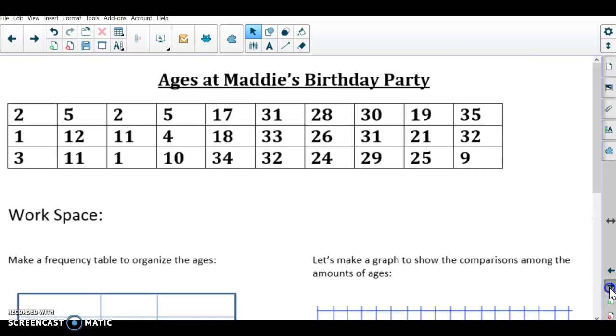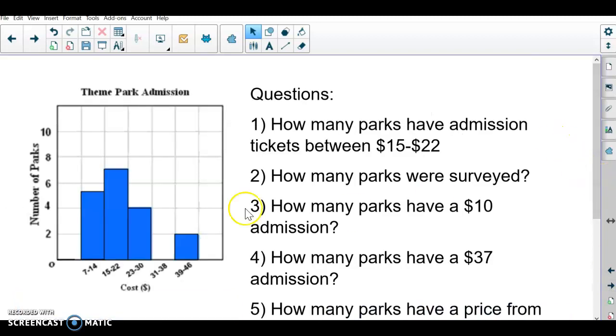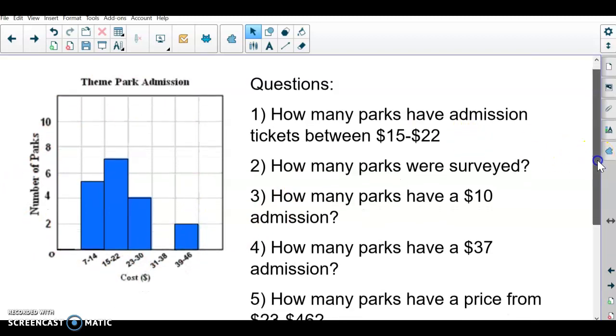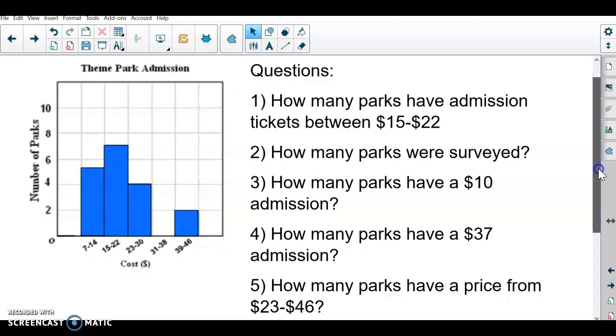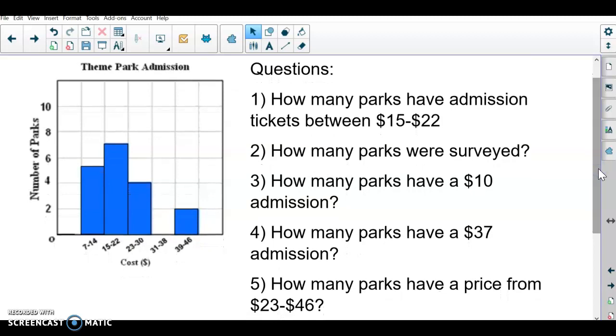No, we've already done this problem. Okay, so here we go. We have a histogram here, okay? We have some questions to accompany this histogram. So how many parks have admission tickets between $15 and $22? Well, here's theme park admissions. Here's the cost of the admission, how much it costs to get in. And here's the actual number of parks.